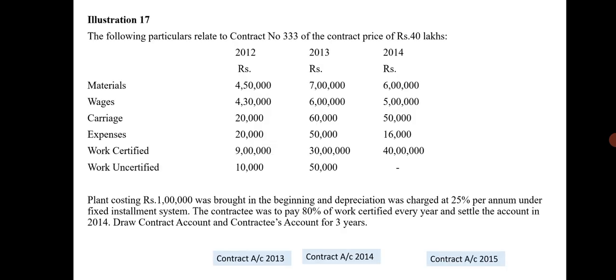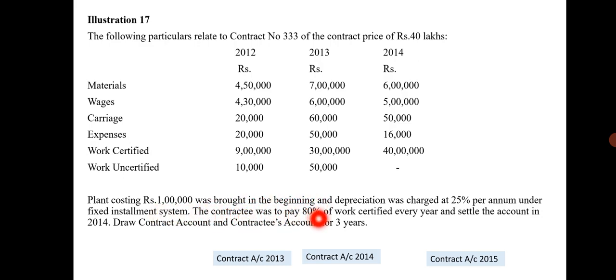In this illustration, you can see you are given 3 years. The contract started from 2012 to 2014. In the beginning they have told 40 lakh is the contract price. For each year they have specifically given the work certified amount, work uncertified, and the expenses. And you can see plant costing rupees 1 lakh was brought in the beginning and depreciation was charged at 25% per annum under fixed installment. So every year they are charging the same amount. 1 lakh's 25% will be 25,000, charged every year as a fixed installment.